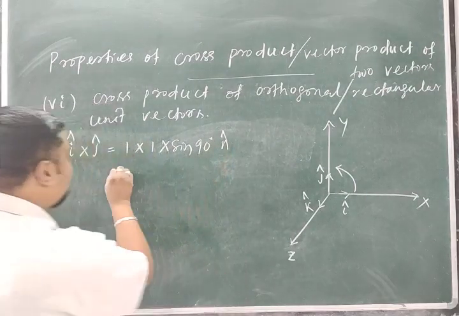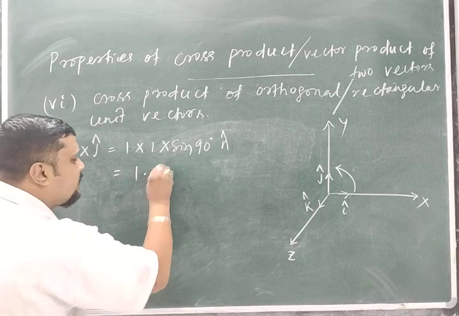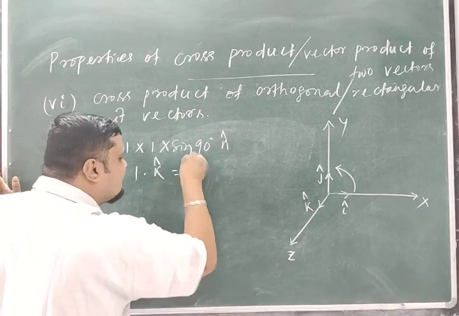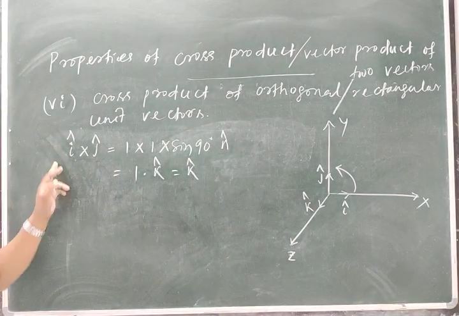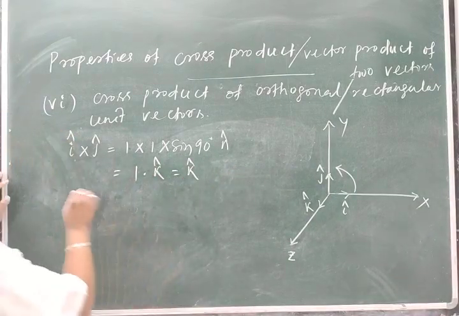So sine 90 is 1, and 1 times 1 times 1 gives 1 into k cap. So simply we can write this as k cap. So i cross j is equal to k cap. Clear? Similarly, you can do the others.